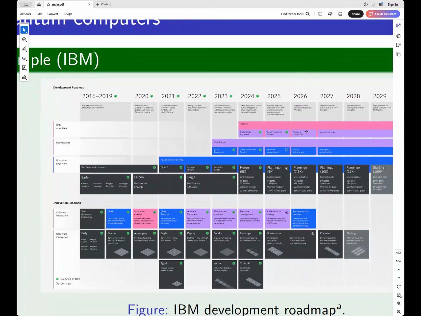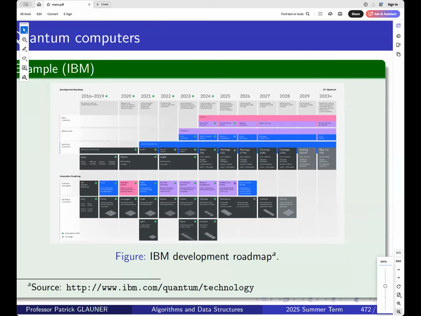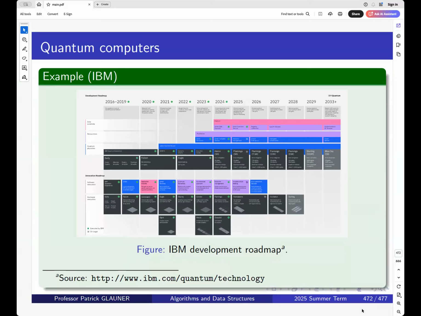Plus, they want to advance with their software stack and a couple of other services, error correcting codes, and other things. So these roadmaps always need to be taken with some distance, with some caution, because they're also sort of marketing, but they are advancing and they are building more powerful quantum computers with more gates, with more qubits, and so forth.